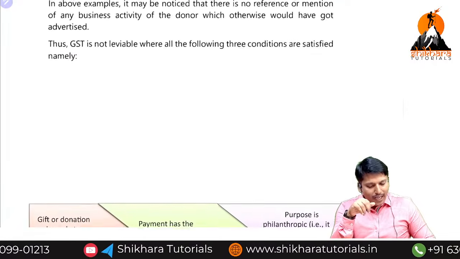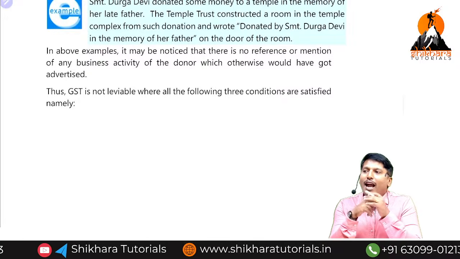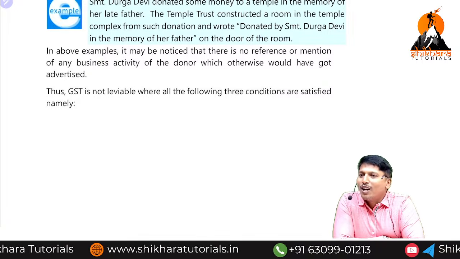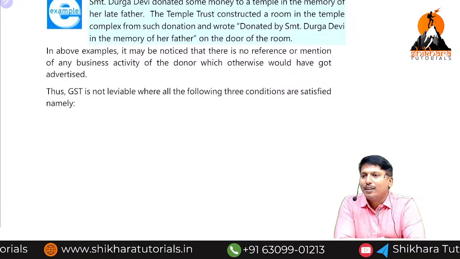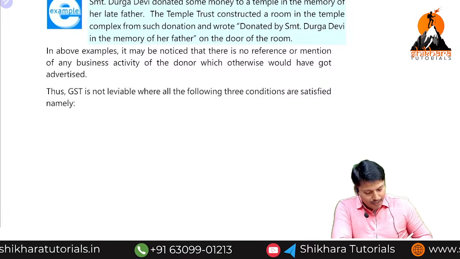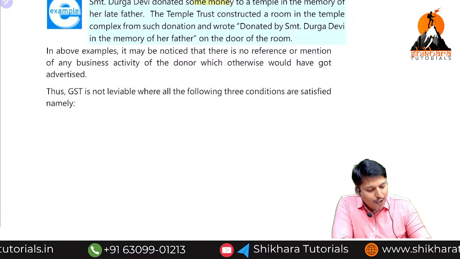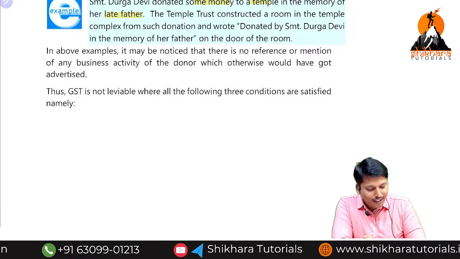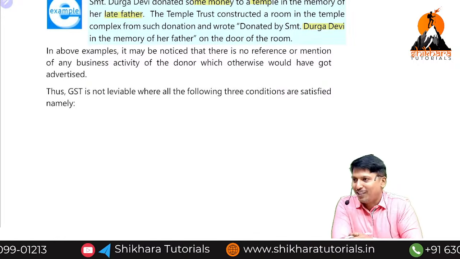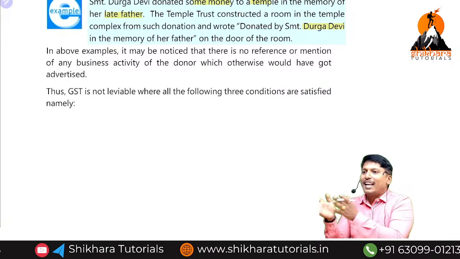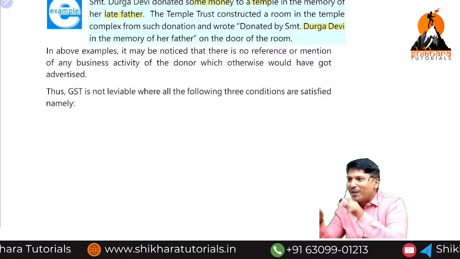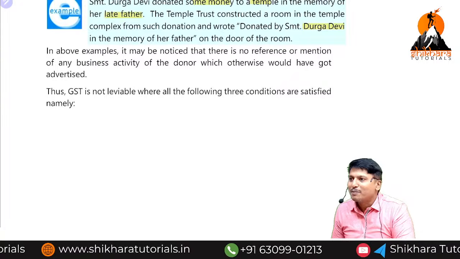Now, on my grandfather's name, I constructed a mineral water plant and asked the public to take the water free of cost. Is there any consideration? No. Srimati Durga Devi donated some money to a temple in the memory of her late father. Yes, but a board in memory of Durga Devi is there. Even at the Tirumala temple, 10 lakhs donated for Anna Prasada, and 1 crore donated for construction of the complex. But they are not expecting anything.